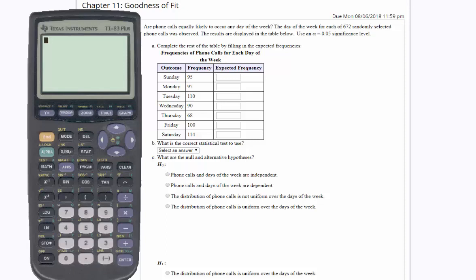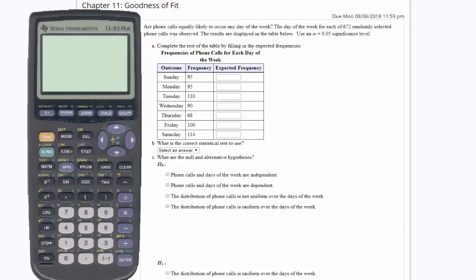If you have a TI-83 calculator, this is definitely going to be very helpful because there is no built-in function that will do goodness of fit problems for you. So we need to know what to do if you have this type of calculator. Don't worry, it's not too complicated, just a couple extra steps. So let's go ahead and take a look at the following problem.